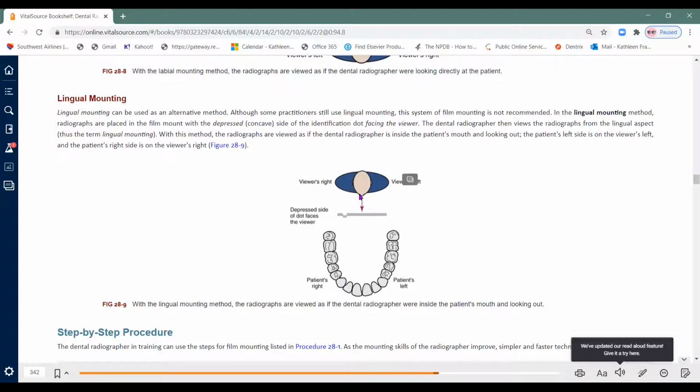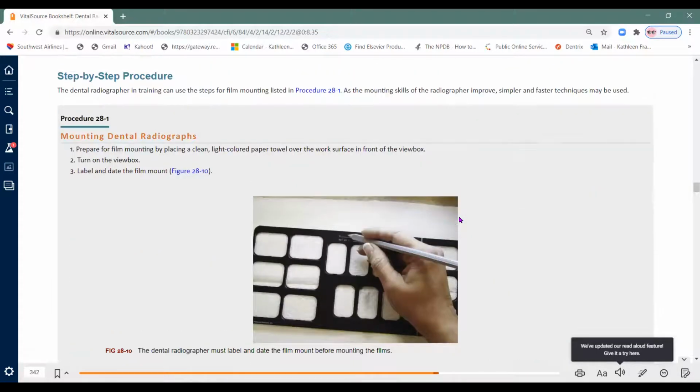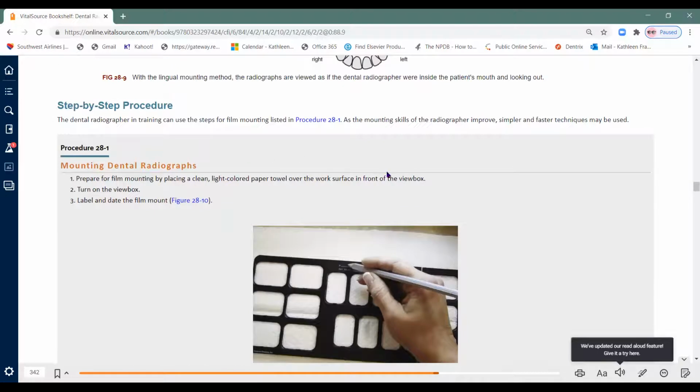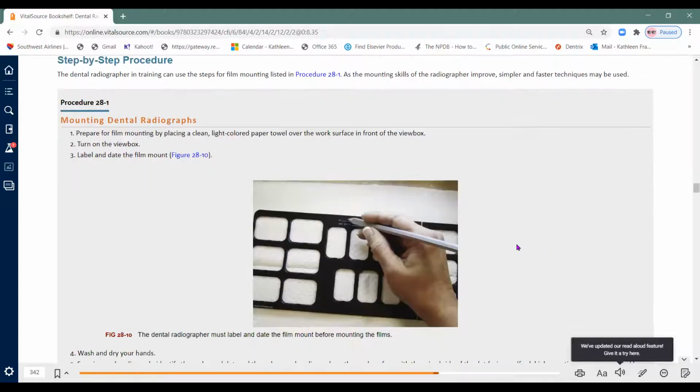And it's like we're standing behind the patient. So the dot is facing lingually and it's behind the patient. So you should have a step-by-step procedure that you use in order to mount your x-rays. Here they're talking about manually mounting the x-rays, right?